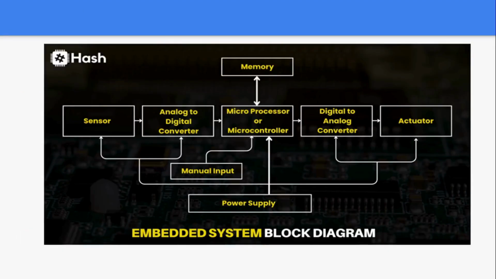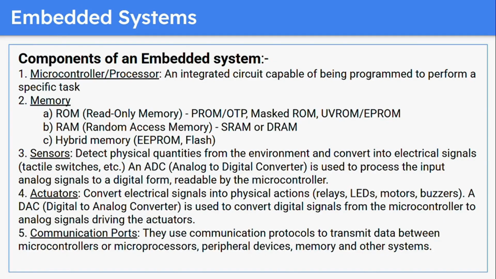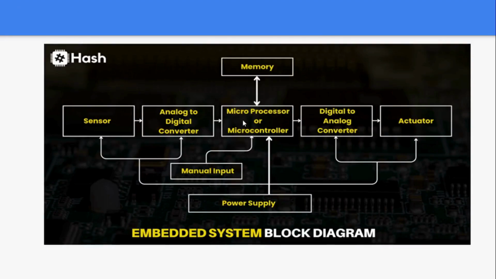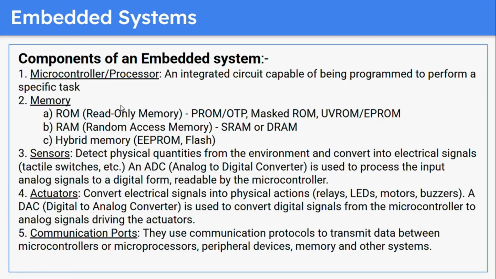These are the main key components of an embedded system. Let us look at them in detail. The main component is a microcontroller or processor. It is an IC, an integrated chip, which is capable of being programmed to perform a specific task. The second main component is memory. An embedded system can have different types of memories: ROM, RAM, or hybrid memories.